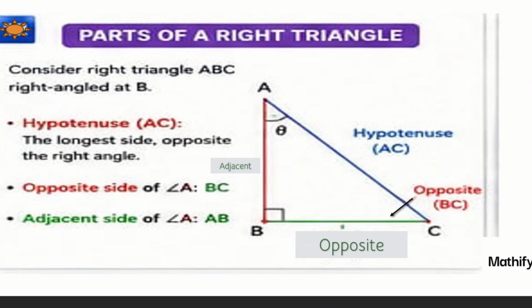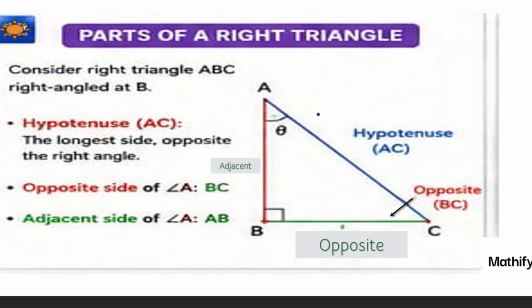Okay. Now let us discuss the parts of a right triangle. Now consider right triangle ABC. Here you can see triangle ABC is a right angle triangle which is right angled at B. Here, this AC is known as the hypotenuse, which I have already told you, it is the longest side of the right angle triangle. So, this side AC is known as hypotenuse.